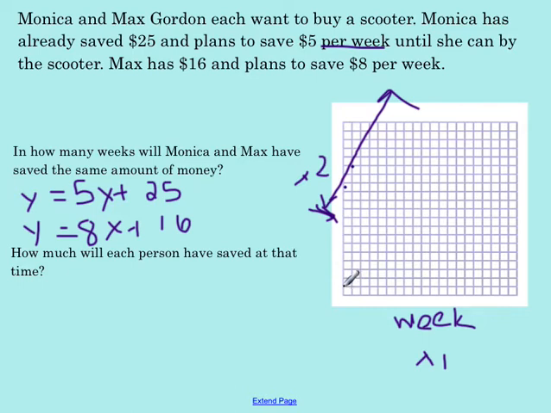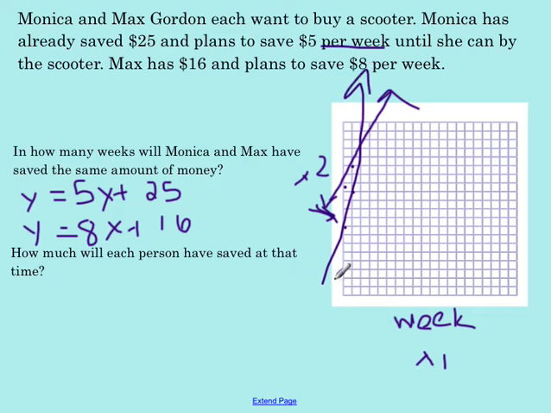So we're going to do this other one for Max. 2, 4, 6, 8, 10, 12, 14, and here is 16. And then I'm going up 8. So I'm going up 2, 4, 6, 8, and I'm going over 1. And I'm going to go ahead and graph that line.